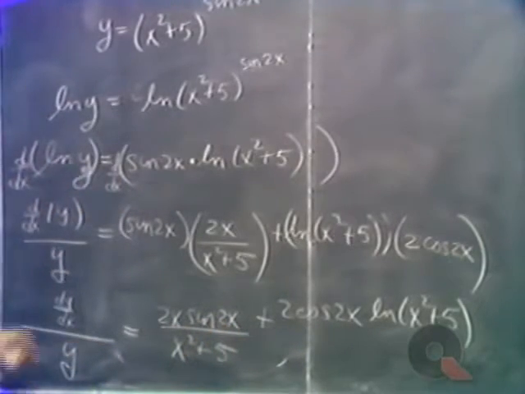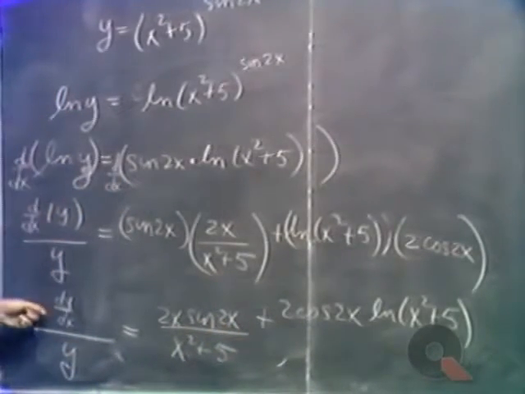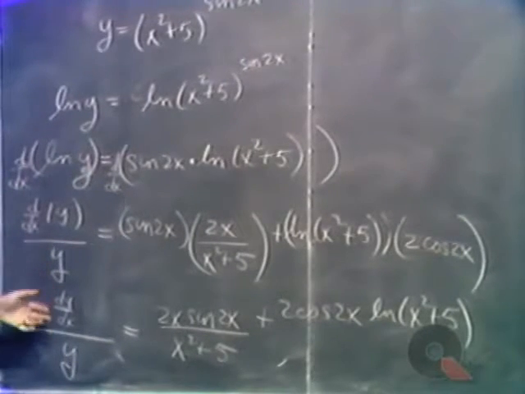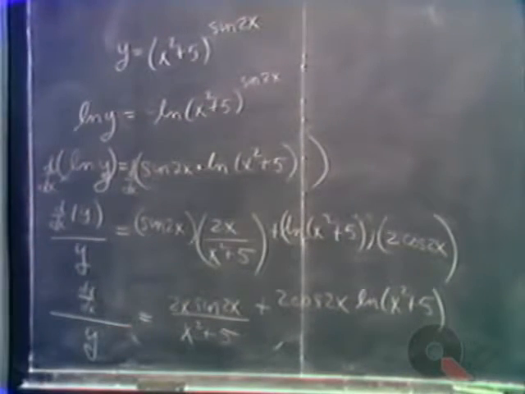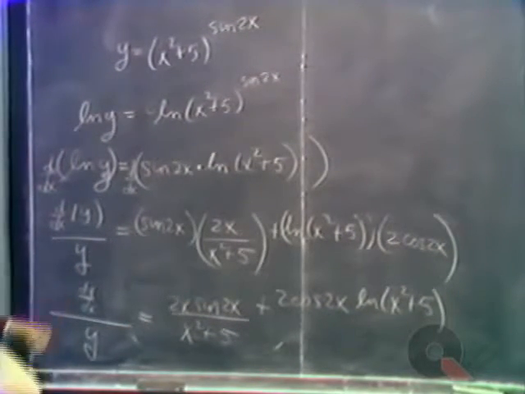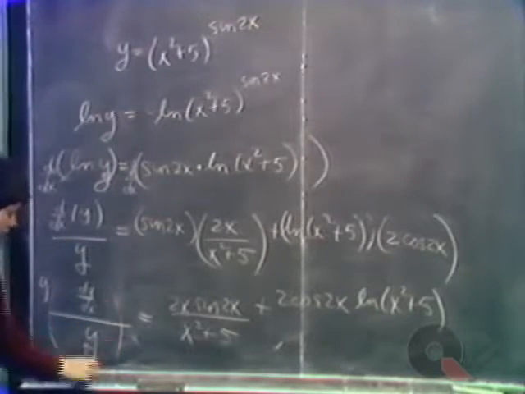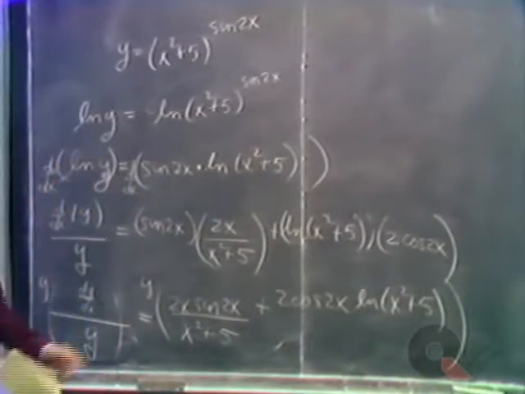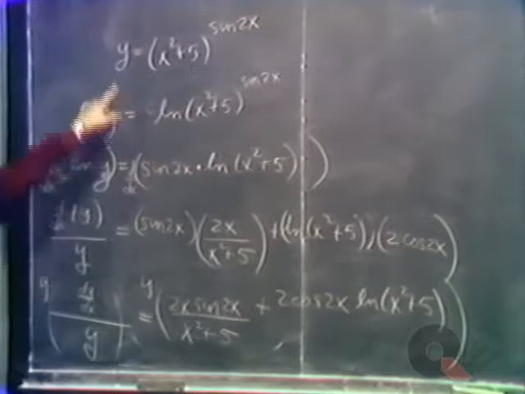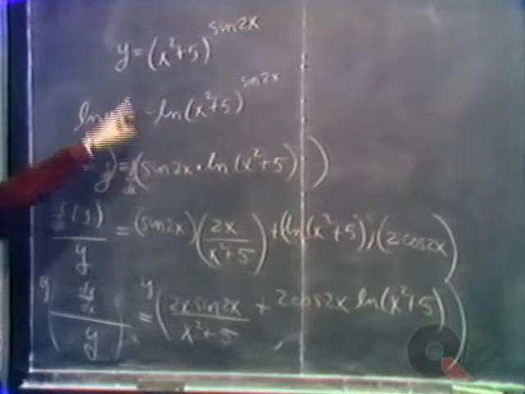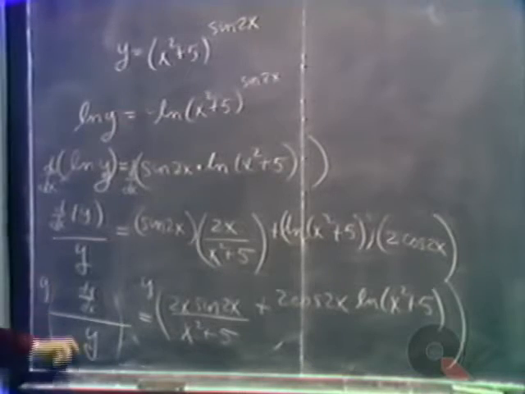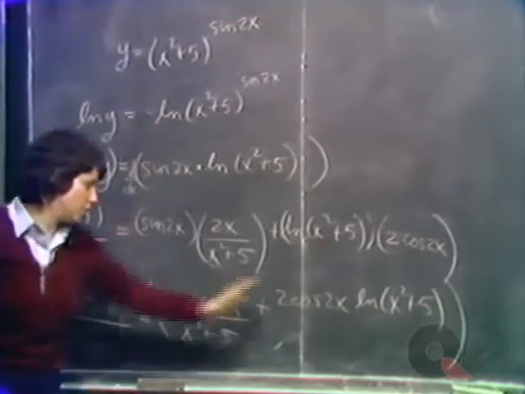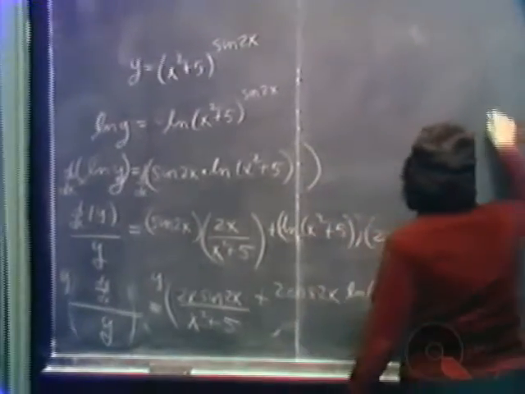Now, you're not quite finished yet. We want dy/dx. What do we have here? We have dy/dx over y. In order to get dy/dx, which is our objective here, we will have to multiply both sides of this equation by y. When you multiply by y on the left, it'll cancel out. When you multiply by y on the right, you'll have the entire right side times y. But what is y? It's your original function. So the y's cancel here, and dy/dx equals y, your original function, times this whole mess. Let me write down your final answer here.